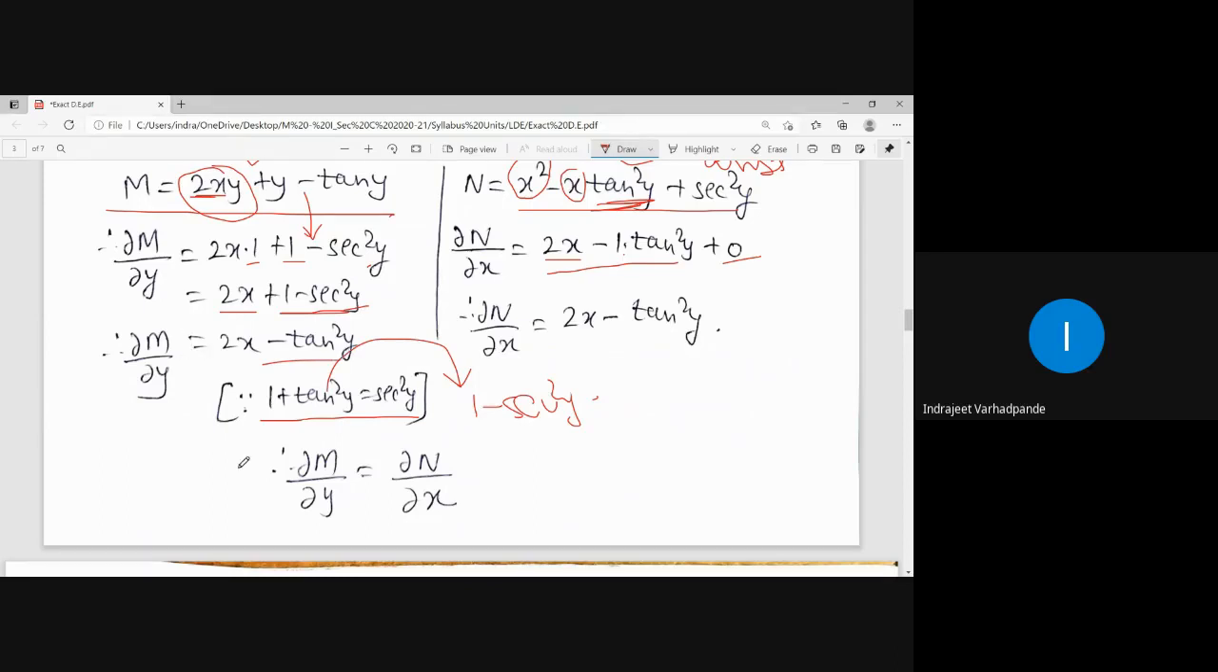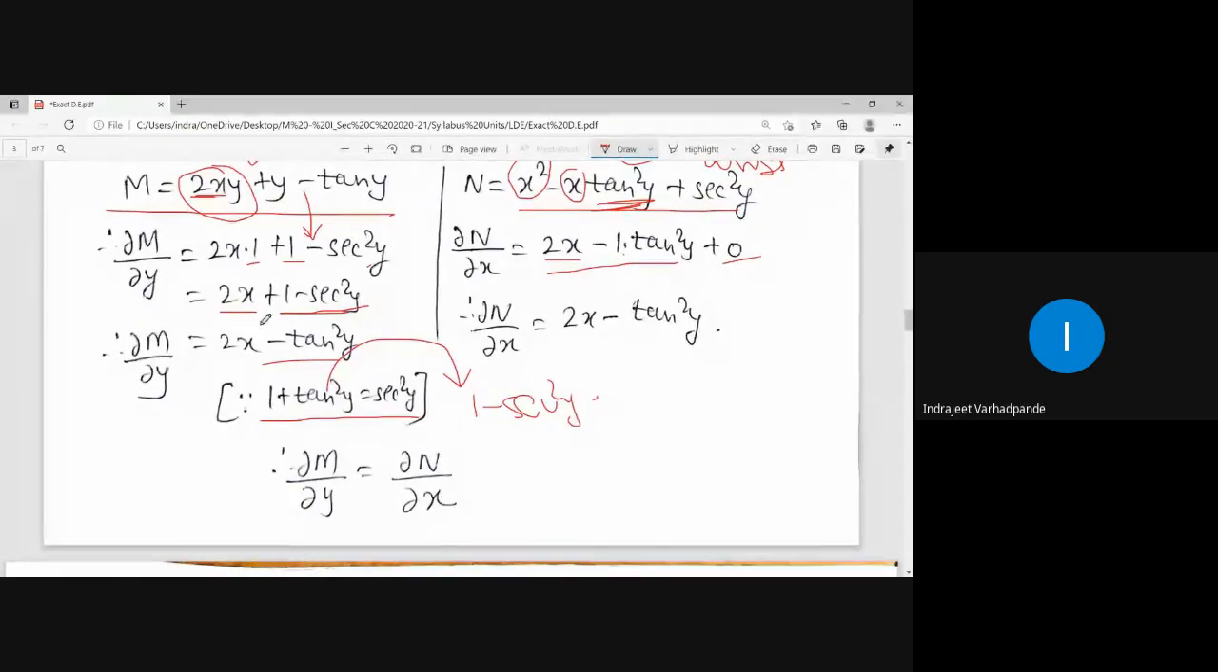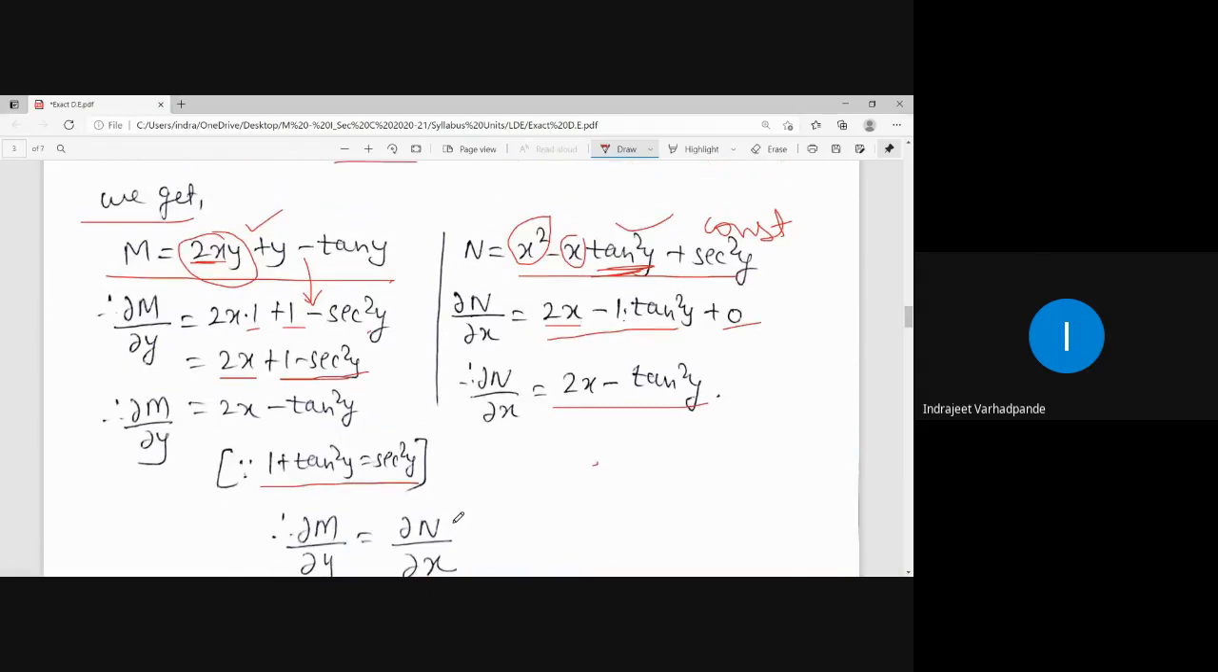So this del M by del y is also considered as 2x minus tan square y. Del N by del x is already obtained as 2x minus tan square y. So yes, I can say that the values of del M by del y and del N by del x are now equal. I hope you understood how we have to do the simplification and get the derivative.